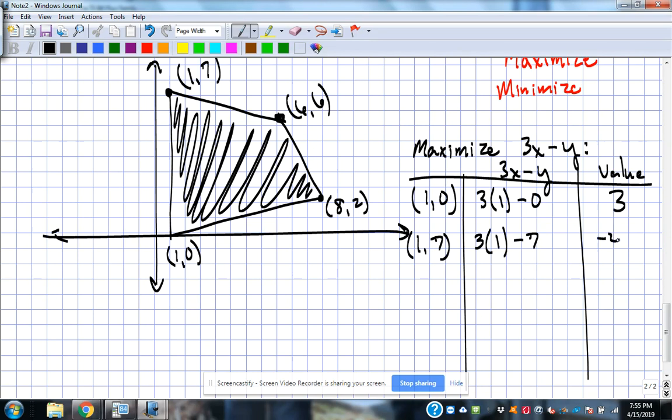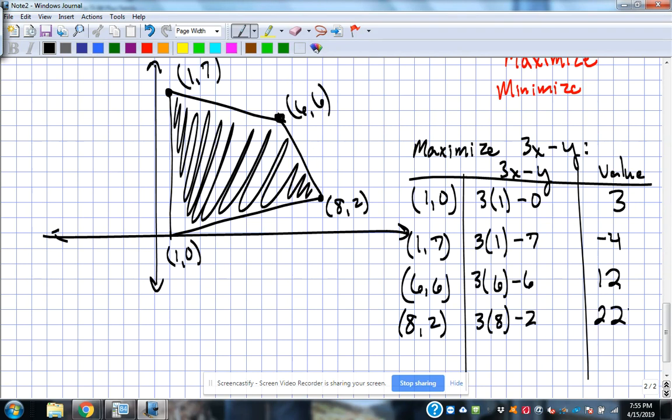3 minus 7 is negative 4. And then I'm going to take (6, 6). 3 times 6 minus 6. It'd be 12. And then I'm going to take (8, 2). 3 times 8 minus 2. 24 minus 2 is 22.